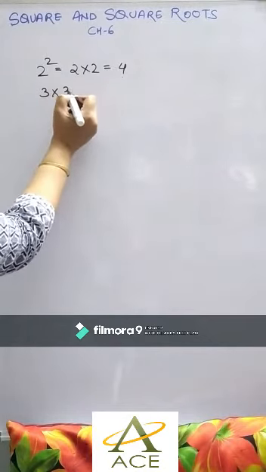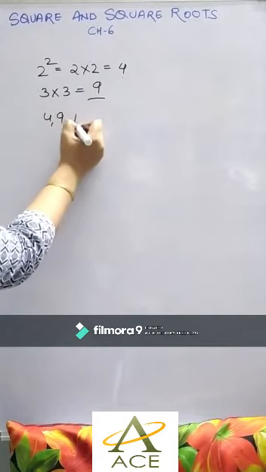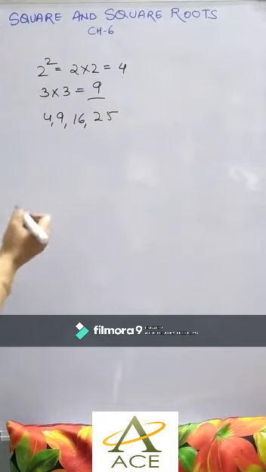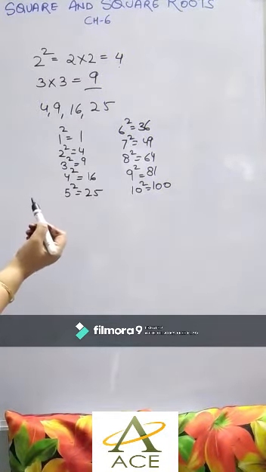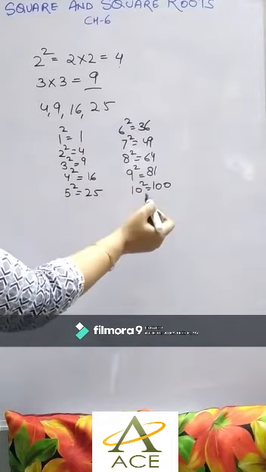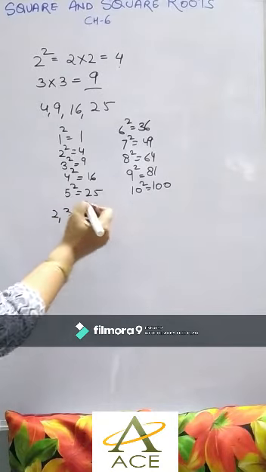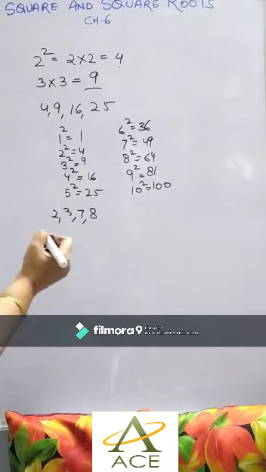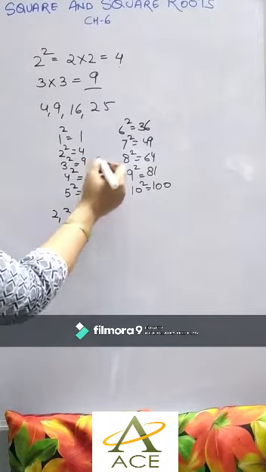Similarly, 3 multiplied by 3 equals to 9. This is a square number. So such numbers like 4, 9, 16, 25, they are known as square numbers. And they are also known as perfect squares. Now we see that these are the square of numbers 1 to 10. So we notice that at ones place we do not have the number 2, 3, 7, 8. That means any perfect square will never have 2, 3, 7 and 8 at its unit place.